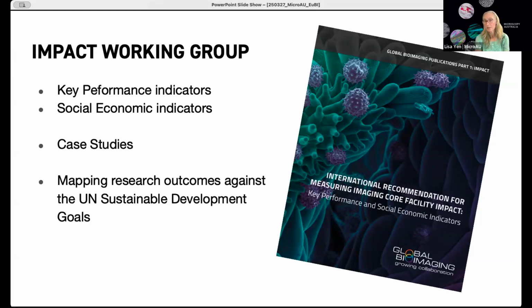There was an international paper that was released, which really did try and think about key performance indicators for core facilities in imaging, as well as what are some of the social and economic indicators that would be relevant for facilities to collect. Then also looking for ways to share, like I have just done today, your approach for case studies, how you think about communicating the impact of the research that is being enabled. Always being very careful to say this is not research that Microscopy Australia is leading, but really wanting to focus on the fact that it is facilitated or enabled by Microscopy Australia.